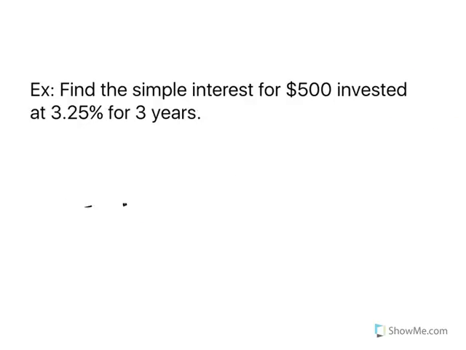Okay, so the first example says find the simple interest for $500 invested. So, you can say, okay, if you put $500 in the bank and you're given a 3.25% interest rate, and you're going to leave that in the bank for 3 years. Nowadays, banks aren't that nice and they don't give us 3.25%, but let's just say they did. So we put $500 in the bank, we get 3.25% interest back, and we keep that money in the bank for 3 years. And so we're going to try to figure out how much money we earn back. So let's use that formula.